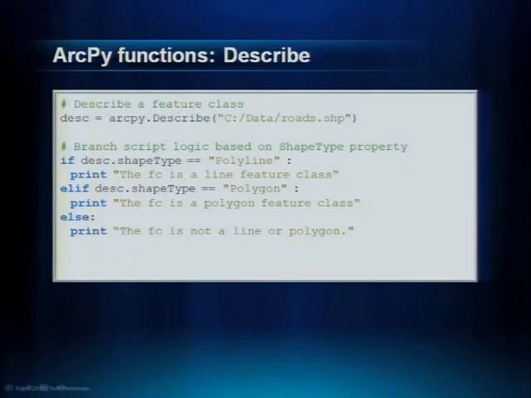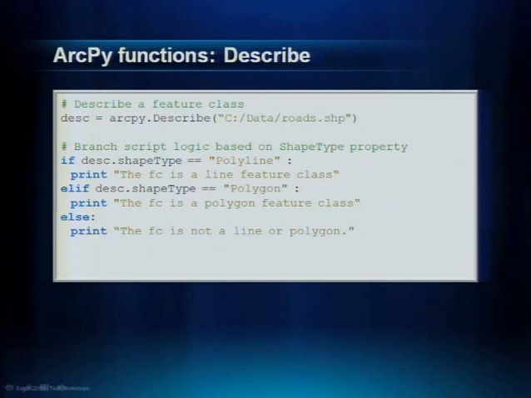So here's an example of actually using the describe function in a script. We'll start by creating a new variable, desc, that will equal the describe object of the feature class specified. We'll then use some of the conditional logic that we introduced earlier to print some different statements based on what the input's shape type property is found to be. So depending on what the describe object, desc, shape type property is found to be, we'll print an appropriate message stating the feature class shape type.